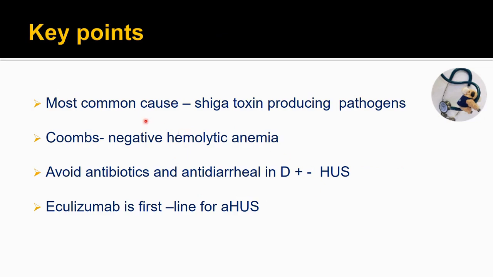So finally, the key points for HUS: the most common cause for HUS is Shiga toxin producing pathogens. That means typical HUS is more common than atypical HUS. In HUS, the hemolytic anemia is Coombs negative. That means non-immune hemolytic anemia. And in HUS, try to avoid antibiotics and antidiarrheal drugs, especially in typical HUS. And eculizumab is the first line drug of choice for atypical HUS.